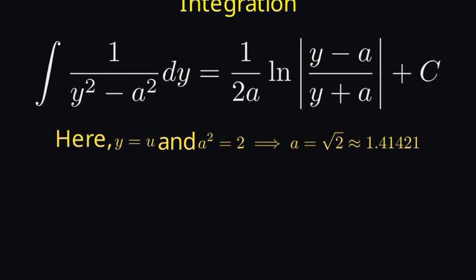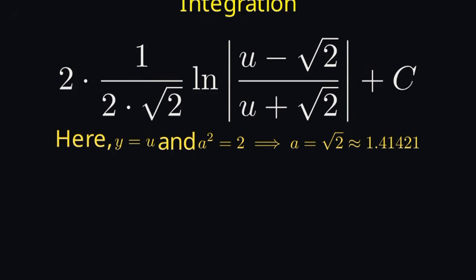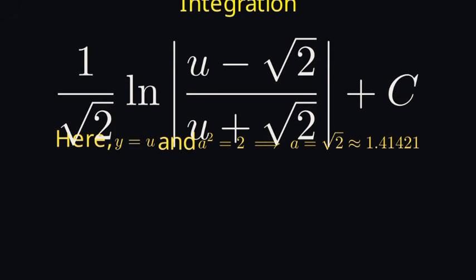We apply the standard integration formula. Our integral is 2 times the integral of 1 over u squared minus the square of the square root of 2. The formula gives us a factor of 1 over 2a. Applying the formula, we get 2 multiplied by 1 over 2 times the square root of 2, times the natural logarithm of the absolute value of u minus the square root of 2 over u plus the square root of 2, plus the constant c. Simplifying the coefficient, 2 over 2 times the square root of 2, we get 1 over the square root of 2. So the result is 1 over the square root of 2 times the natural logarithm of the absolute value of u minus the square root of 2 over u plus the square root of 2, plus c.